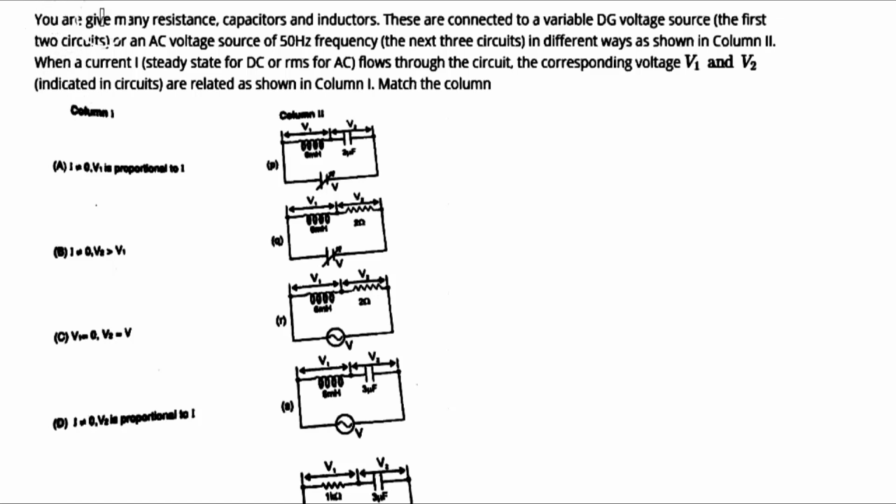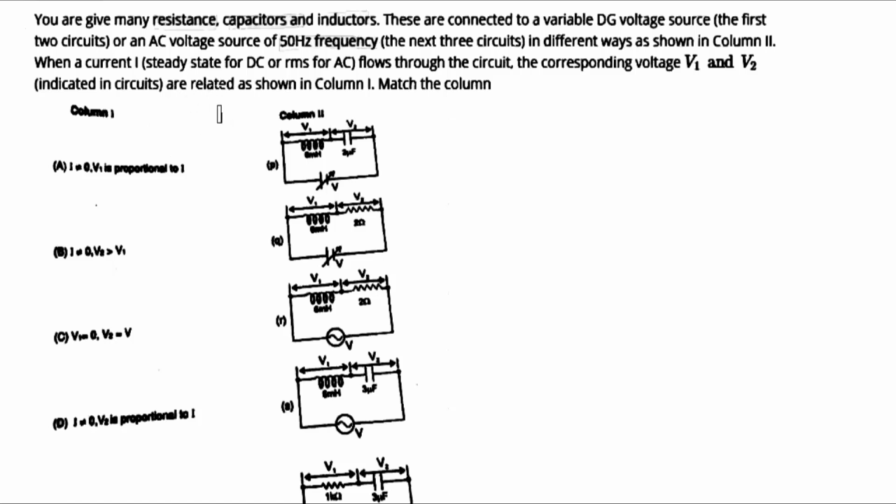According to the question, you are given many resistors, capacitors and inductors. These are connected to a variable DC source in the first two circuits and an AC voltage source of 50 hertz frequency in different diagrams. In column 2, the circuits of the AC and DC are shown in the figure. When a steady current I for DC, or RMS current for AC, flows through the circuit, the corresponding voltages V1 and V2 indicated in the circuit are related as shown in column 1.